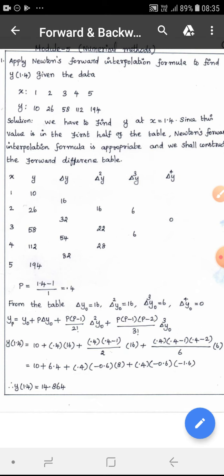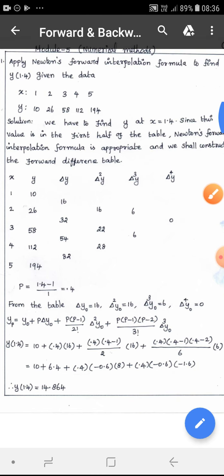Here you can see that x values are equally spaced. Spacing between adjacent x values is equal to 1. Spacing between adjacent x values means you have to see the succeeding value minus preceding value. 2 minus 1 is 1. Then 3 minus 2 is 1. 4 minus 3 is 1. 5 minus 4 is 1. So all the x values are equally spaced. Spacing between adjacent x values, which is taken as h, will be equal to 1.